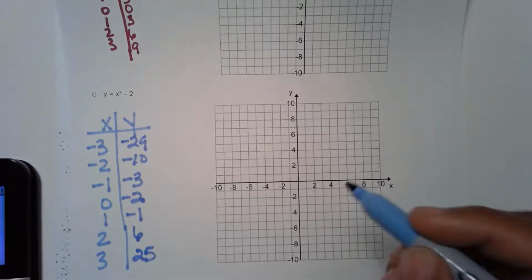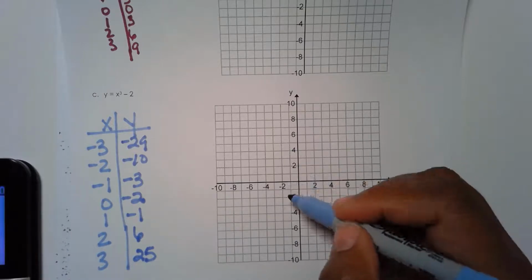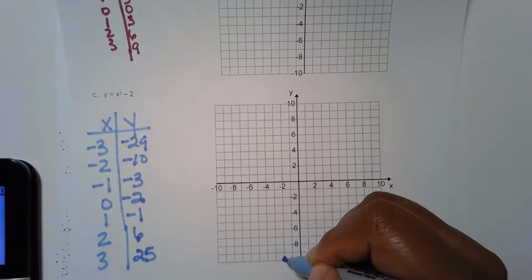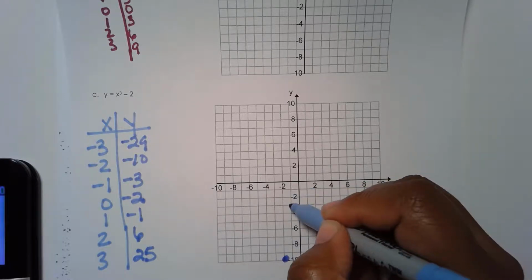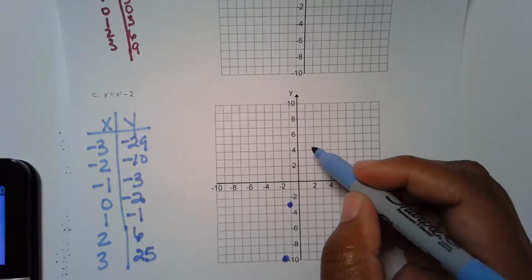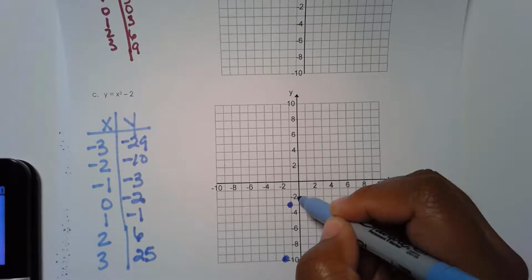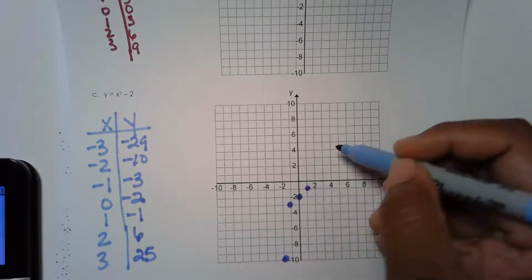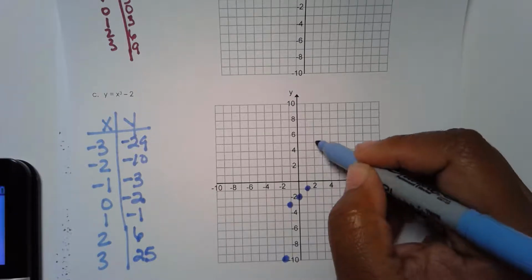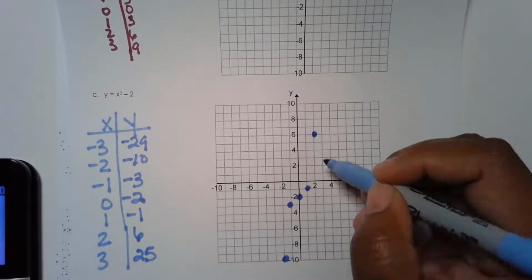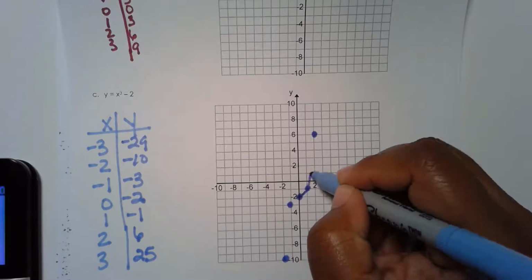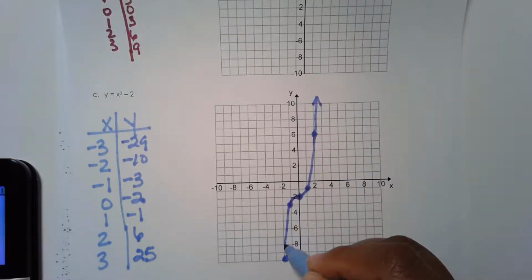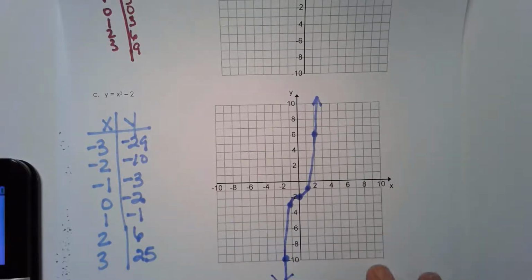All right, so let's plot these points. Negative 2, negative 10, negative 1, negative 3, 0, negative 2, 1, negative 1. We have 2, 6. Okay, and here's our graph.